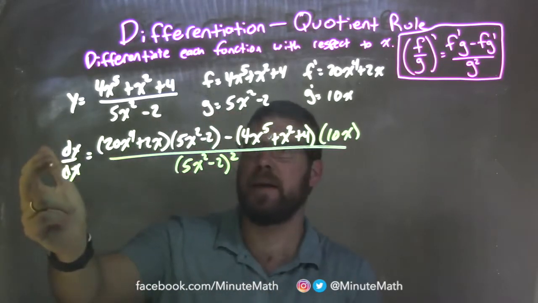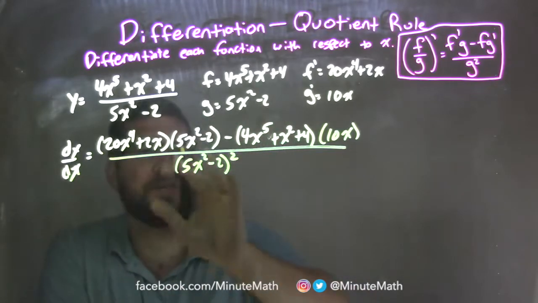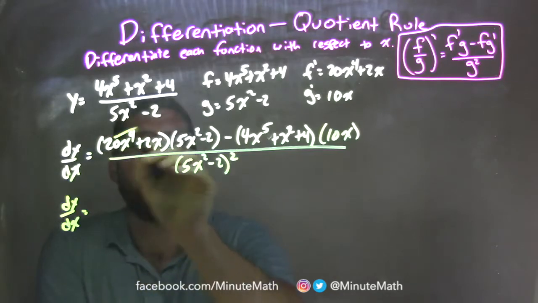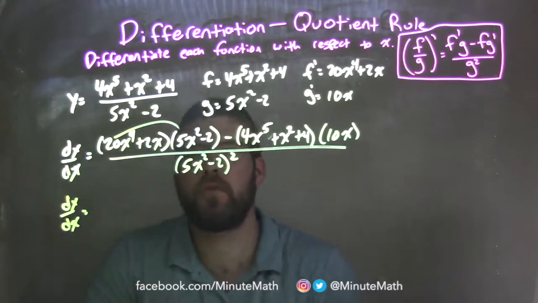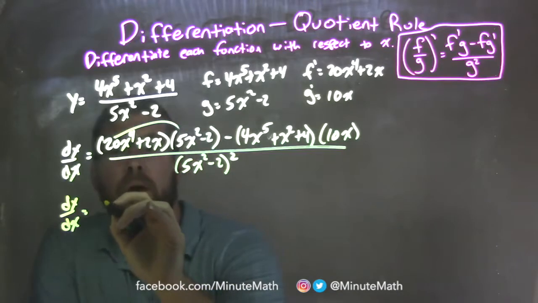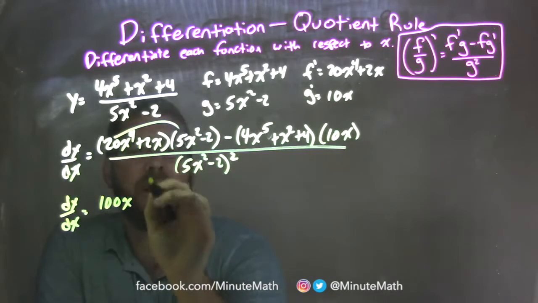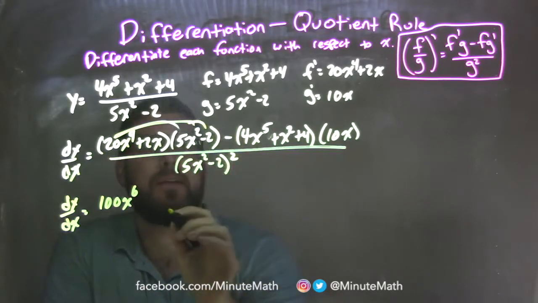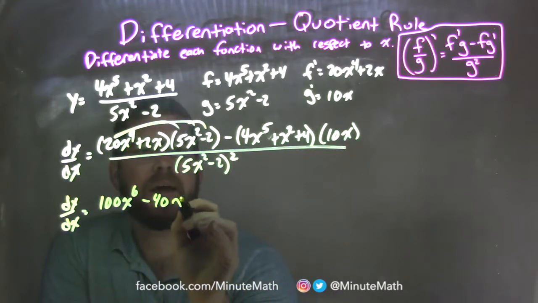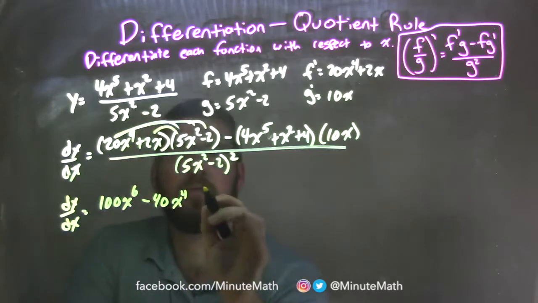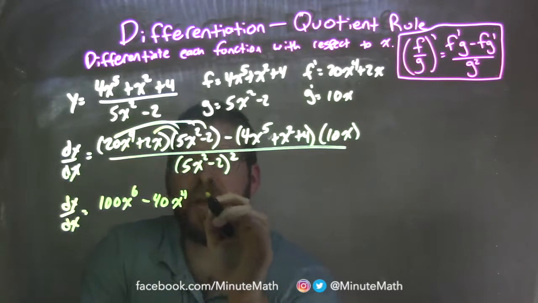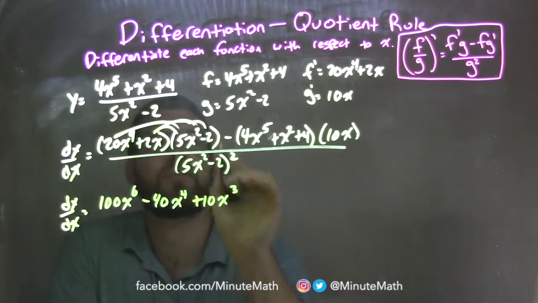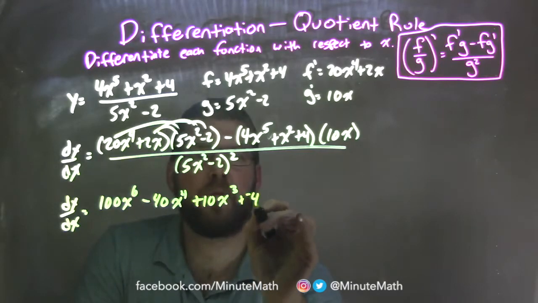At this point, I've already done my calculus, so the rest now is just algebra. So here's my derivative. So let's simplify that now, dy dx, make it look a little cleaner. 20x to the 4th times 5x squared is 100x to the, add the exponent, 6th power. 20 times a negative 2 is a negative 40x to the 4th. 2x times 5x squared is plus 10x to the 3rd. And 2x times a negative 2 is a negative 4x.